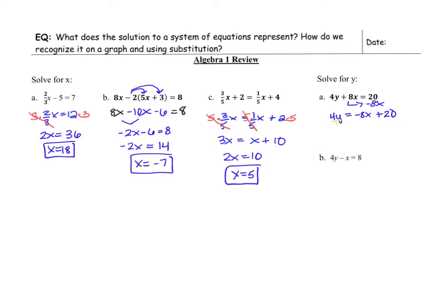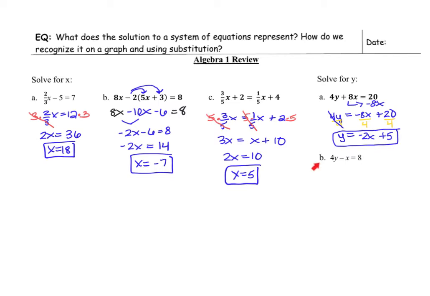Then to get the y by itself, you would divide every single term by 4. These y's will divide out to be a 1, so you're just left with a y. Then you want to simplify all your fractions. So -8 divided by 4, that's going to give you -2x. And then you have a +20 divided by 4, that's going to give you +5. So your final answer is y is equal to -2x plus 5.